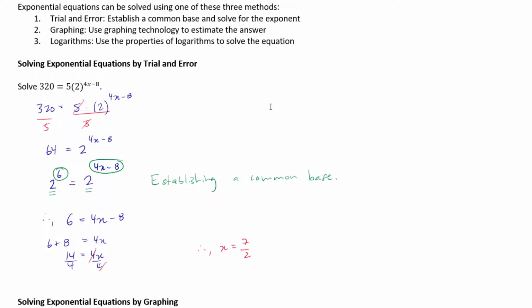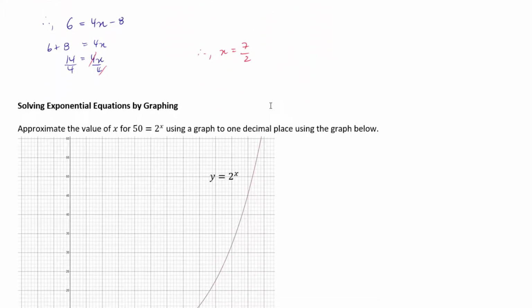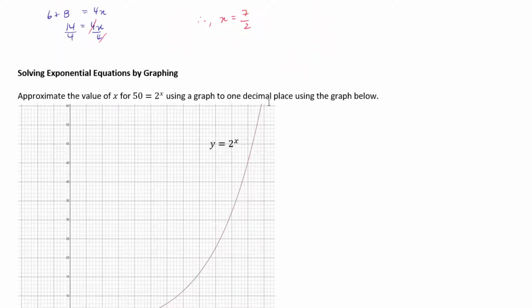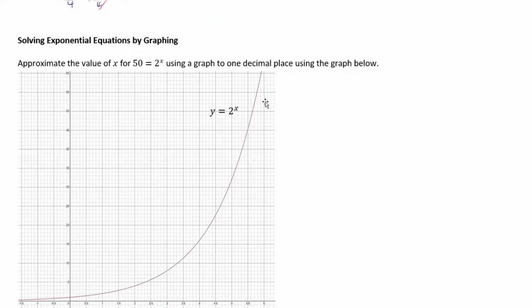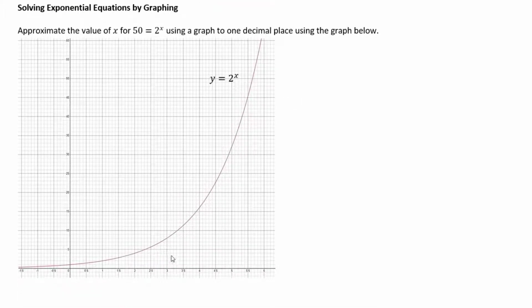All right, solving exponential equations by graphing. Approximate the value of x for 50 is equal to 2 to the x using the graph to one decimal place. So we're going to take this graph right here. And this is our graph for y is equal to 2 to the x. And we need to find the exponent on 2 that would cause y to equal 50, right? So basically I have this graph right here, y is equal to 2 to the x. And instead of y, I need 50. So 50 is equal to 2 to the x. So my y value is 50.